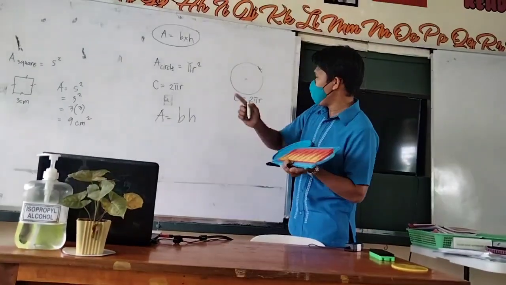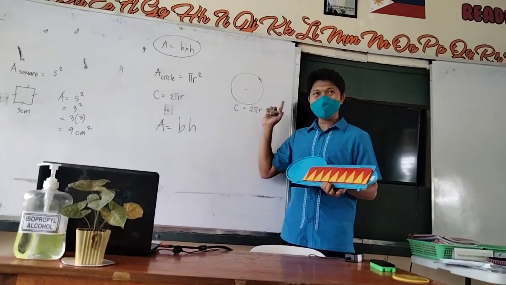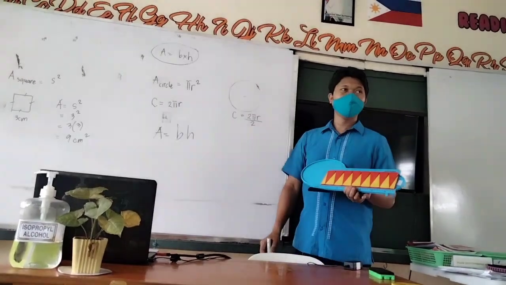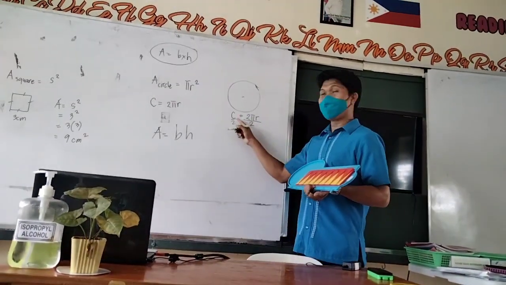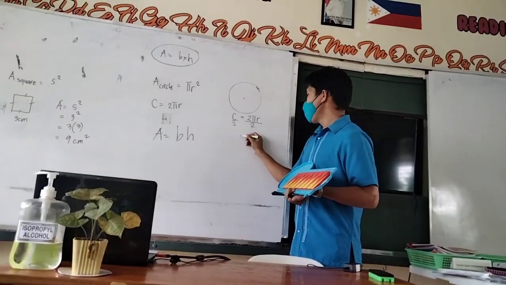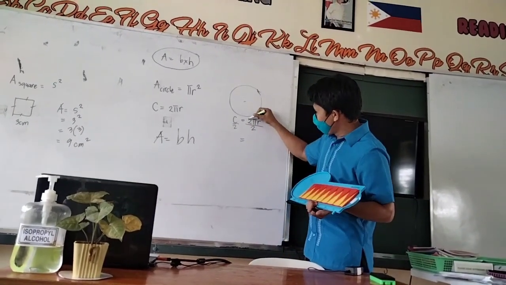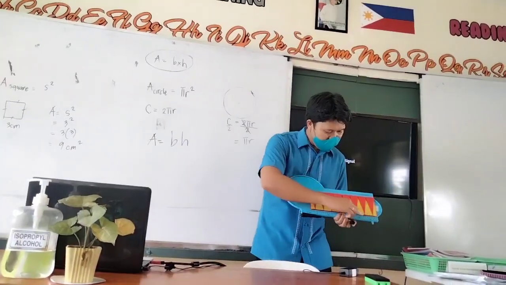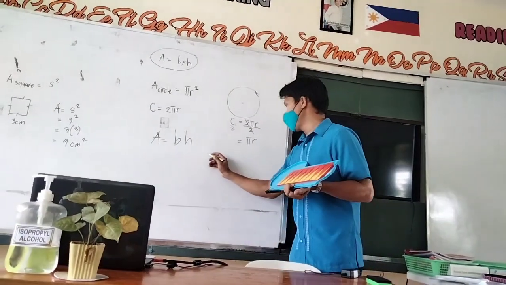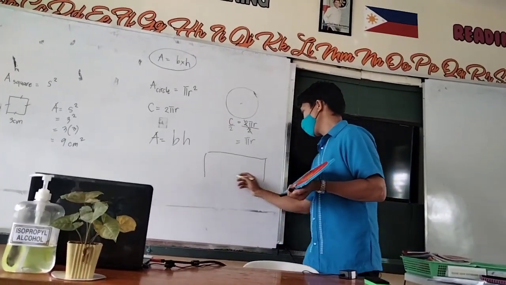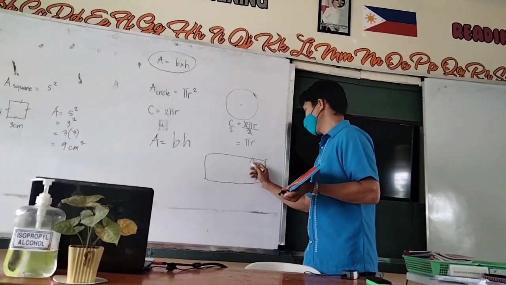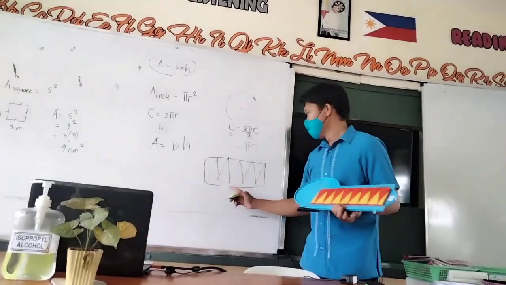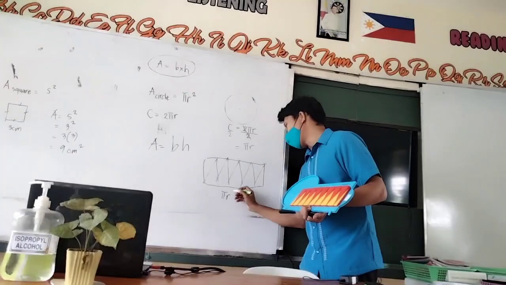So if it is one half, we are not going to use 2 pi r. Instead, we are going to divide 2 pi r by 2, because it is only half of the circumference. The 2 divided by 2 cancels out, and it becomes pi r. Therefore, this base now becomes pi r. If I draw this, these are the sectors, and this now becomes the pi r.